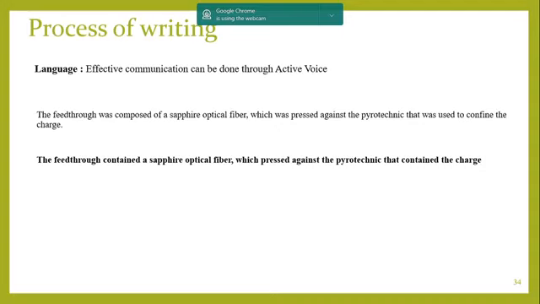Always remember, when you want effective communication, do it through the active voice, because it gives more strength to your paper. Like this example: was composed, which was pressed against the pyrotonic that was used to confine the charge. See, now they have used it in the active voice, and the statement becomes shorter.